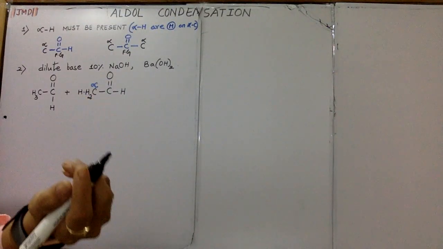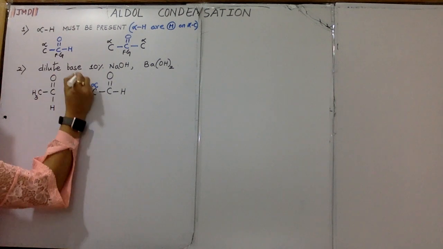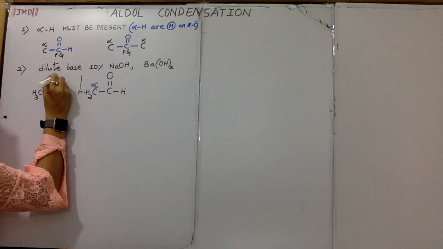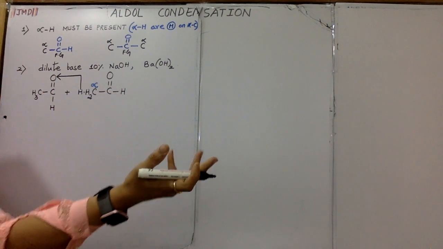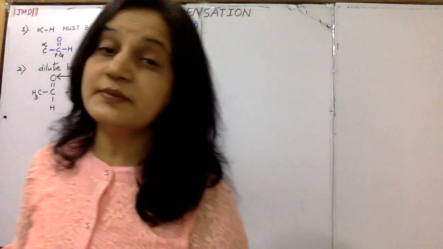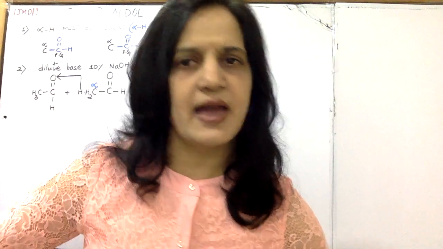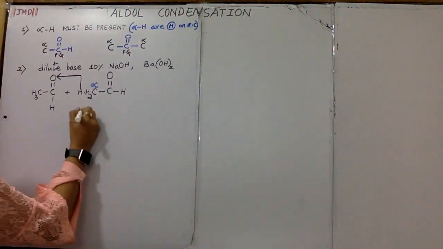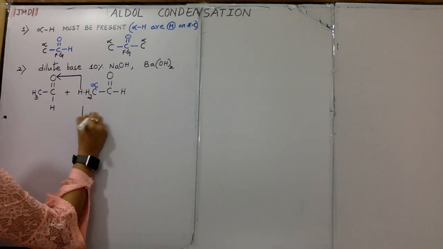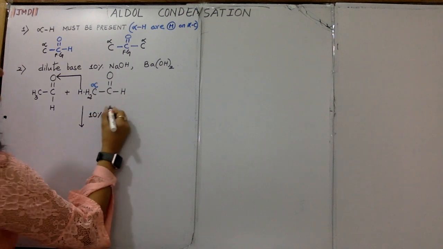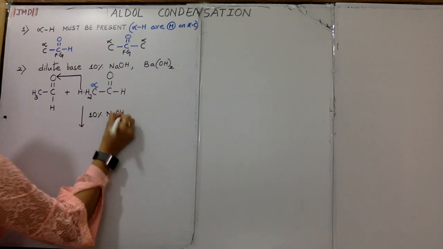Hydrogens are electropositive, my dear students, and this is the functional group. So obviously the electropositive hydrogen will move to the oxygen, just in a simple way. This is not a mechanism. I'm not doing the mechanism, just to understand it in a very simple manner. Now we know this happens in presence of dilute base. So let me take the solution of 10% NaOH.